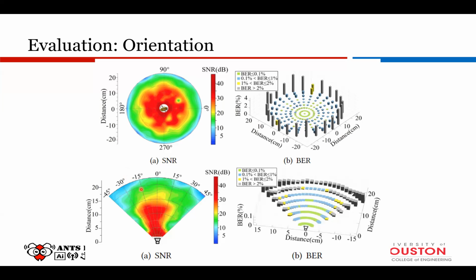Conversely, if we fix the transmitter, the speaker, and rotate the gyroscope, it shows some directionality. So we can see in this figure the effective range is within a 22.5 degree opening angle of the speaker, with a bit error rate less than 0.1% at 15 centimeters and 1% at 20 centimeters. So here is the orientation.